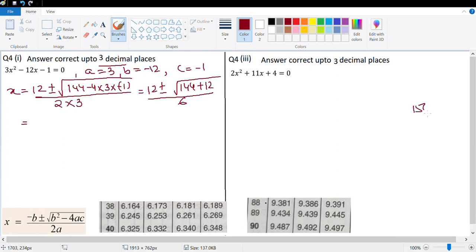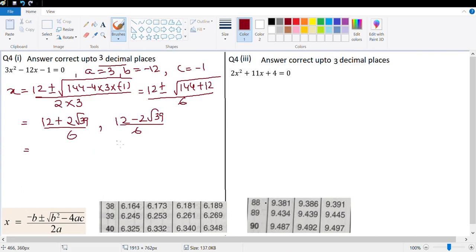156 can be written as 4 into 39, which means root 156 would be equal to 2 root 39. Perfect. So we've done this calculation on the side. So this is 12 plus 2 root 39 upon 6, or 12 minus 2 root 39 upon 6.